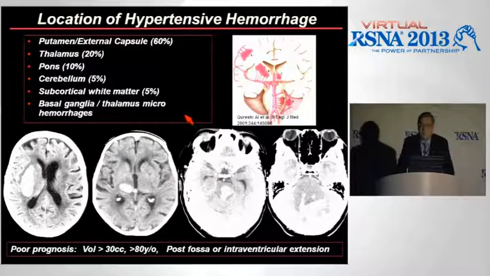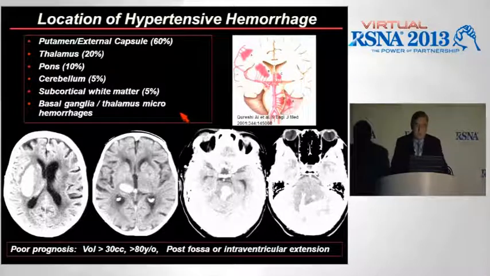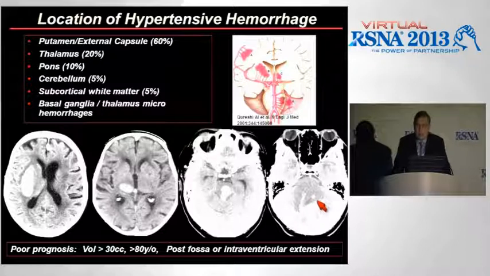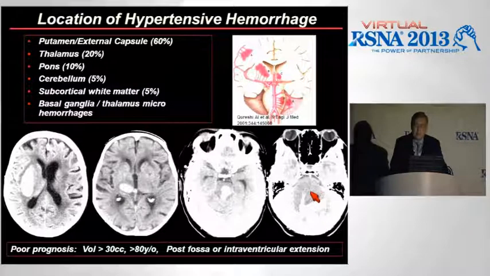Hypertensive hemorrhages have several typical locations, the putamen being the most common location, followed by the thalamus, the pons, and the posterior fossa or cerebellum. The hemorrhages in the posterior fossa are particularly dangerous ones because there can be a rapid compression of the brainstem. Typically when you see a posterior fossa hemorrhage, this would be a neurosurgical emergency. Many of these patients need to have neurosurgical decompression.